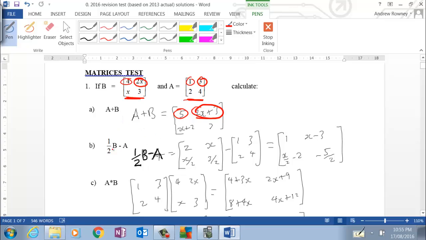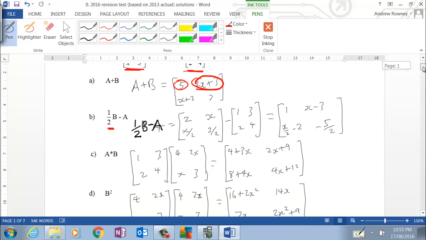This one here is multiplying by a scalar and then subtracting. Multiplying by the scalar is easy because this is timesing by a half. You times every corresponding element by a half, and then you subtract A.